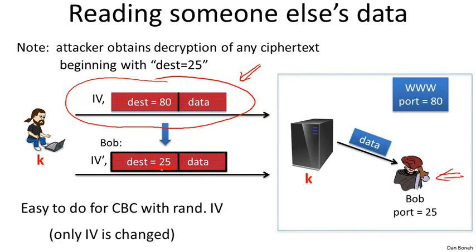If the data is encrypted using CBC encryption with a random IV, remember this is a CPA secure scheme. Nevertheless, I'm going to show you that it's trivial for the attacker to change the ciphertext so that he can obtain a new ciphertext where the destination port is 25 instead of 80. The only thing that's going to change is just the IV field. In fact, everything else is going to remain the same. So let's see how to do it.